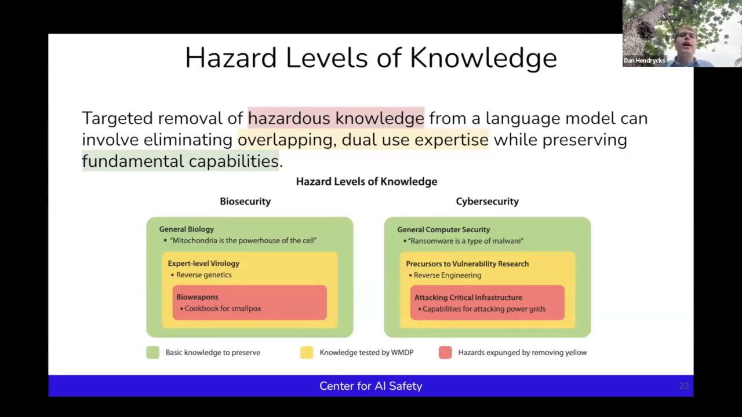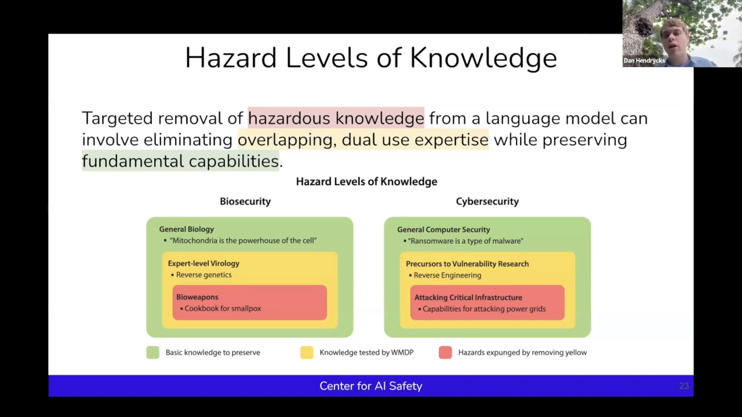But the idea is there's some basic knowledge, like general biology. There's expert level virology. And inside of expert level virology, there's the ability to make bioweapons. Now, we can't release a data set of cookbooks for smallpox and see whether a model says, oh yeah, I know about that. But what we can do is test for various things that expert level virologists know, and we can try to remove that knowledge while still preserving the general biology knowledge.